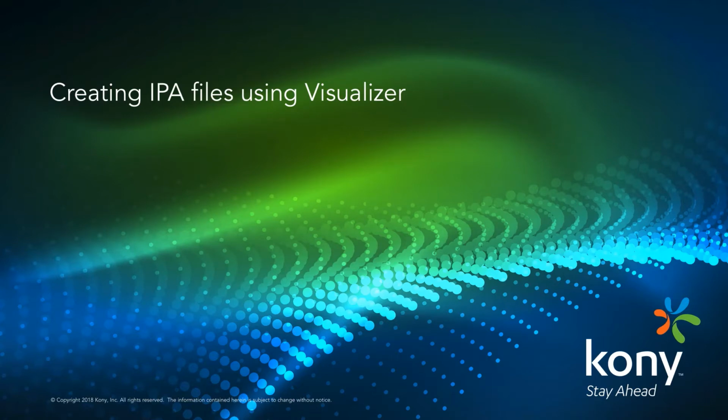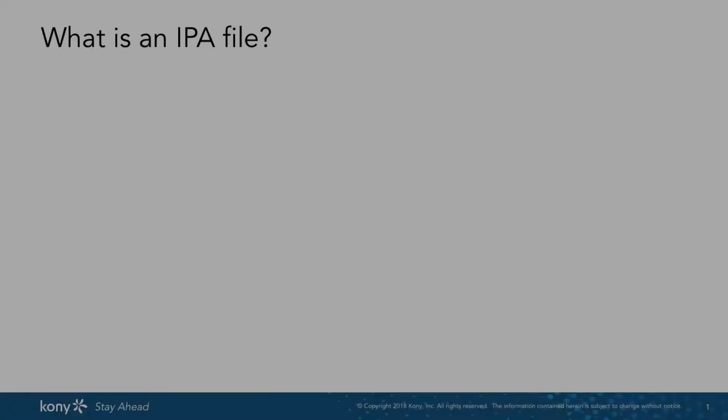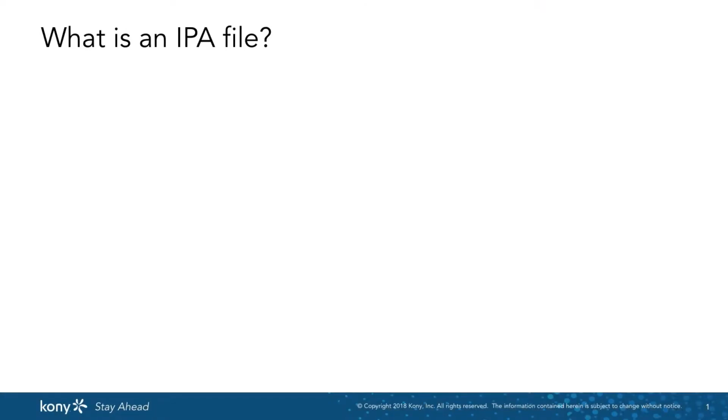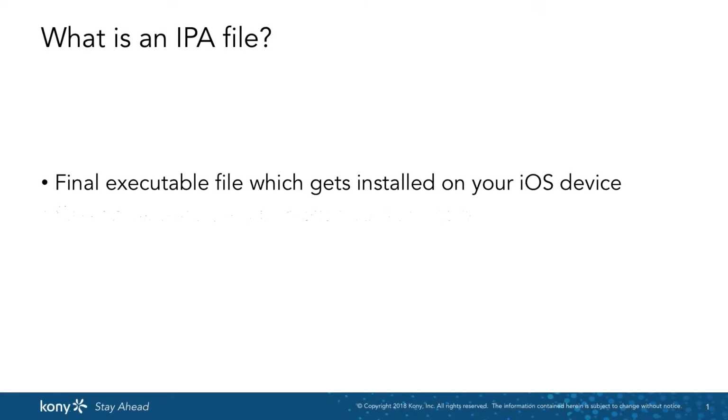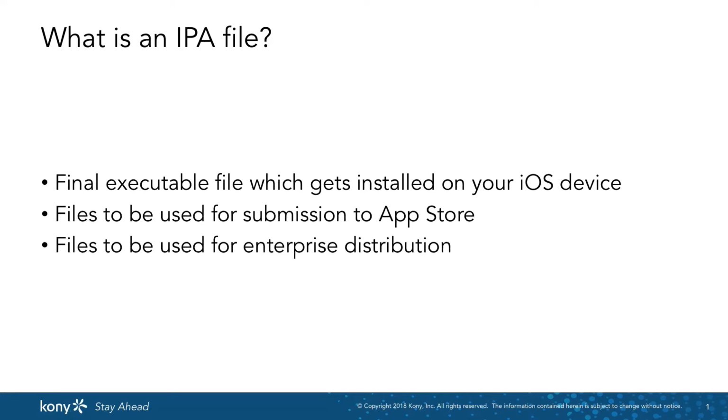Before tapping into the process, I would first like to briefly introduce what an IPA file is. An IPA file is the iPhone application archive that gets installed on your iOS device. This is the executable file which is finally submitted to App Store or used for enterprise distribution. Now let's get into the process of generating this file using Visualizer.